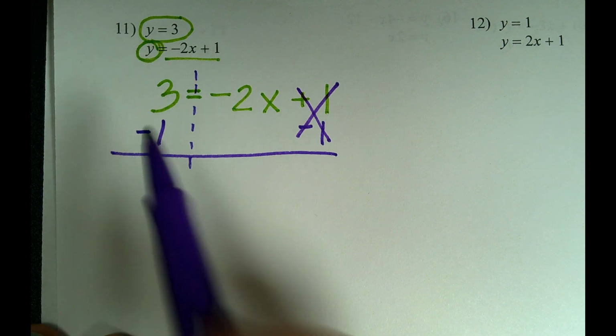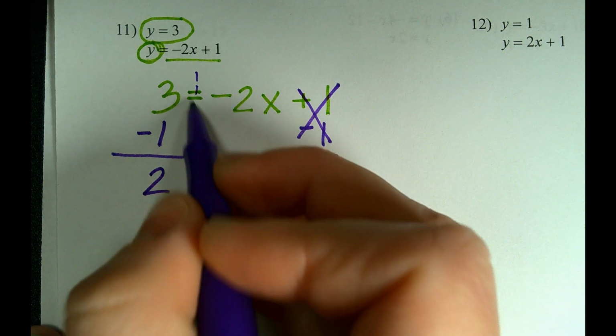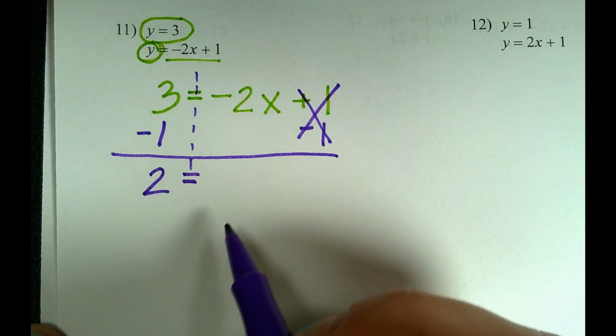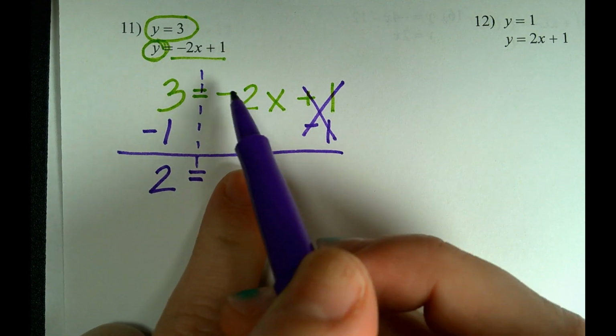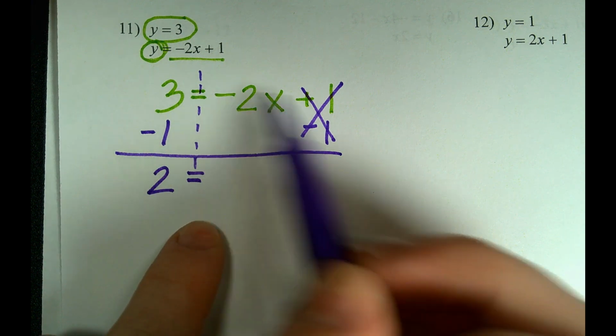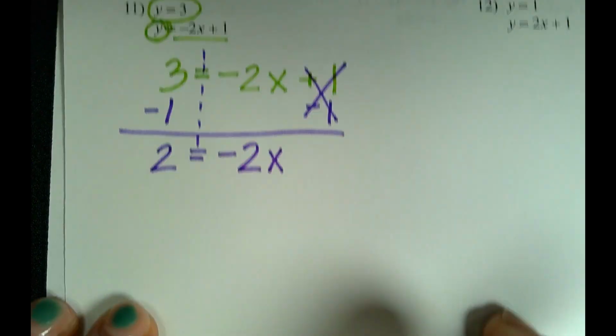And 3 minus 1 is 2. I'll bring down my equal sign. And when we bring things down, this was another mistake I saw on our exit ticket. Don't lose your negative signs. This is 2 equals negative 2x. Don't lose that negative sign.